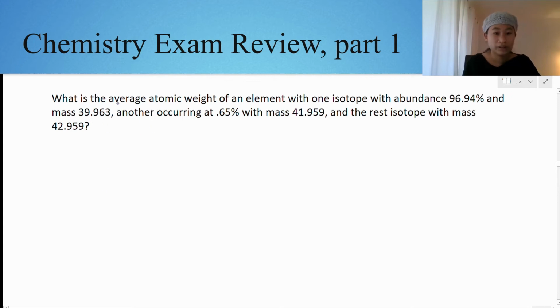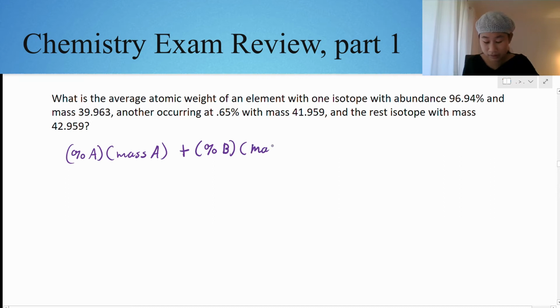In order to find the atomic weight of this element, we're going to use the equation of the percent of isotope A times the mass of isotope A, and then we're going to add that to the percent of isotope B times the mass of isotope B, and just keep going until we have done that for all of our isotopes in this problem. When we write the percent of these isotopes, we're going to convert them to decimal form.